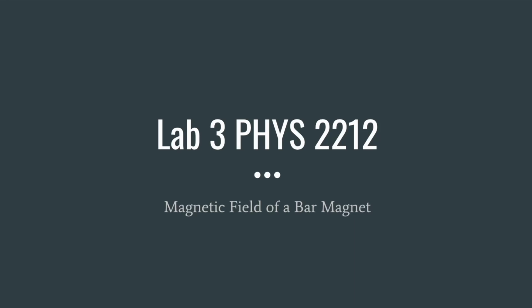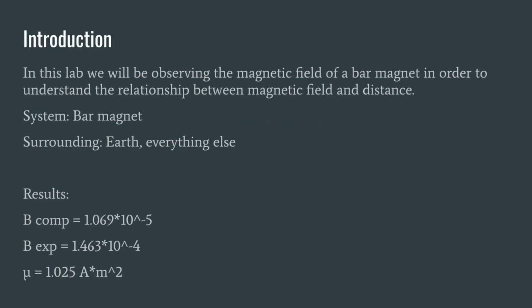Lab 3 for Physics 2, magnetic field of a bar magnet. So first of all, in this lab, we'll be observing the magnetic field of a bar magnet in order to understand the relationship between magnetic field and distance. The system is the bar magnet, surrounding is Earth and everything else, and my main results are as shown there, and obviously we'll go over that more later.